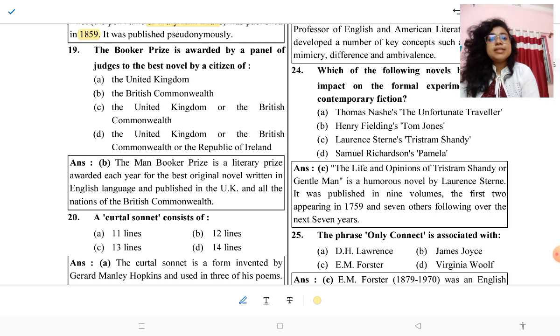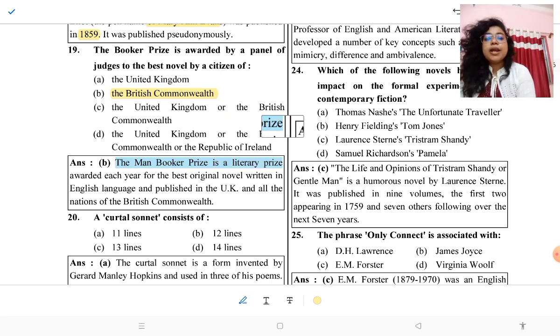The Booker Prize is awarded by a panel of judges to the best novel by a citizen of, so you should know that it is for the citizens of the British Commonwealth. The Man Booker Prize is a literary prize awarded each year for the best original novel written in English and published in the UK, in all the nations of the British Commonwealth.